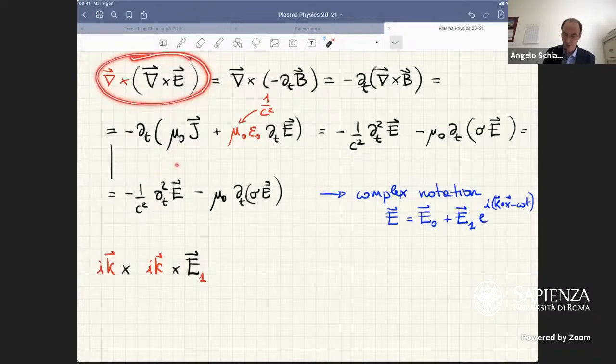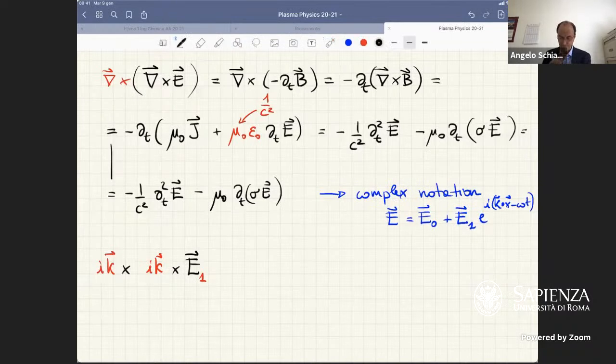And now let's convert the right-hand side of the equation. So we have here minus 1 over c squared. And then we have the second derivative with respect to time. The first derivative is equivalent to multiplying what? E1, the perturbation.